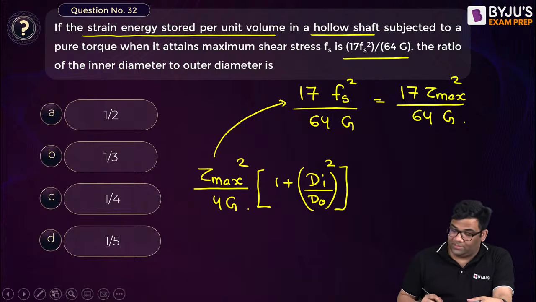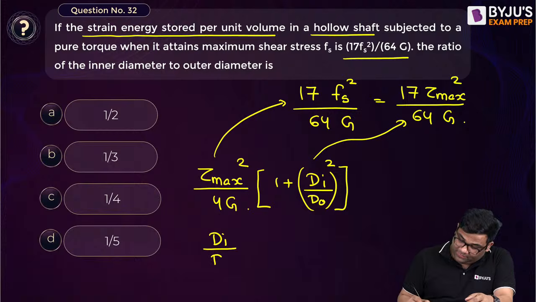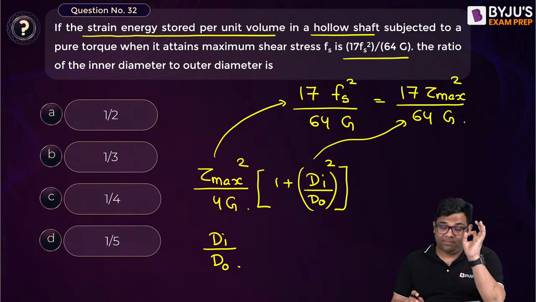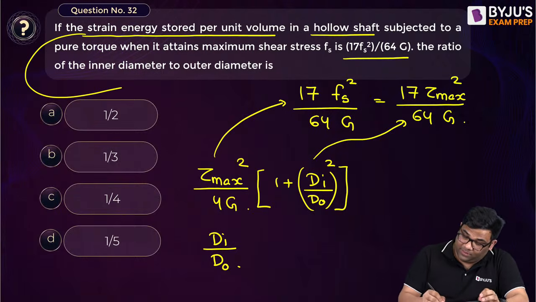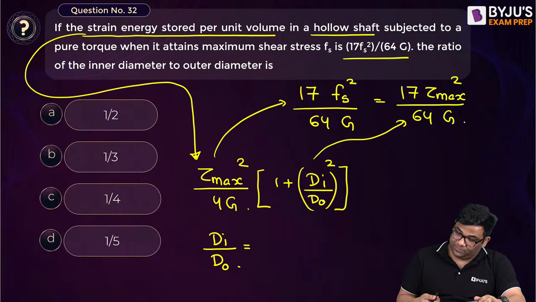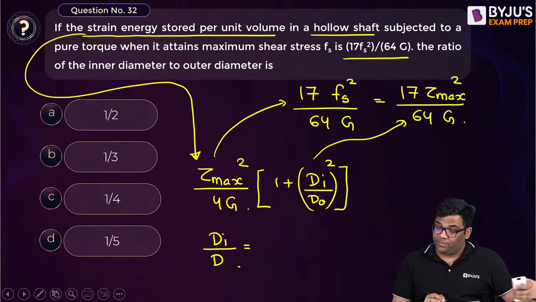So now can you give me this value? Compare these two, and can you give me what is di by d naught? Tell me what's the right answer. This is for a hollow one. For solid it is how much? Only tau max square by 4G, which is the strain energy per unit volume. Give me the answer to this. What is the value you are getting here? Equate these two. So when you equate these two, what will happen?